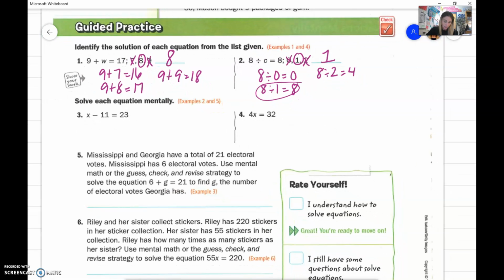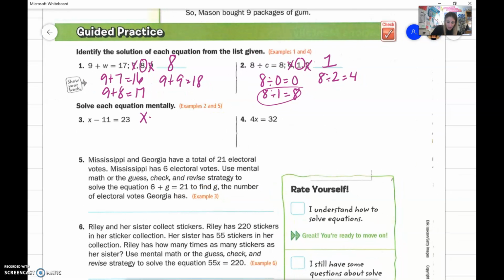Okay, solve each of these mentally. x minus 11 equals 23. Well, to get rid of a subtraction, I'm going to add. I want this variable by itself, so I'm going to add 11 to both sides. A negative 11 plus a positive 11 cancels out, so I'm left with just my variable. I take 23 plus 11 and I get 34, so I'm thinking that my answer is 34.